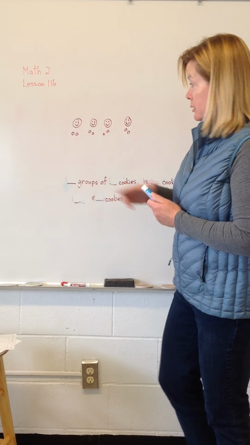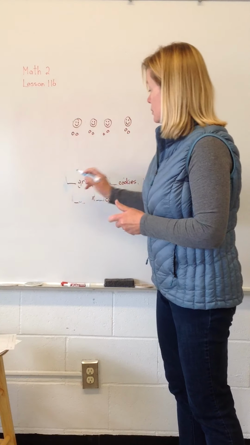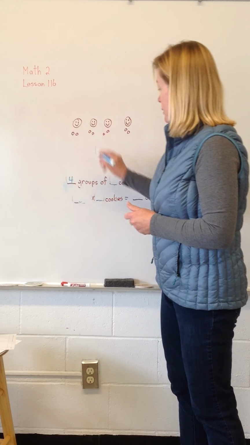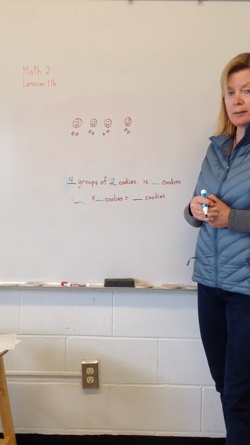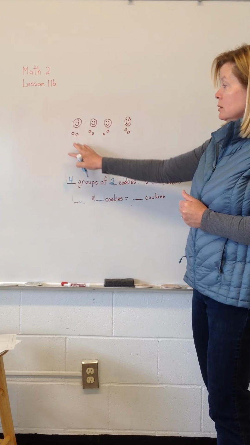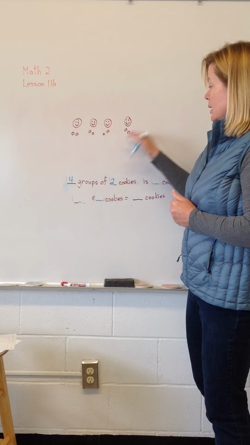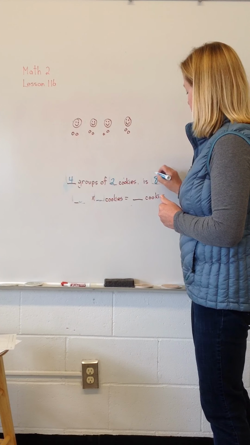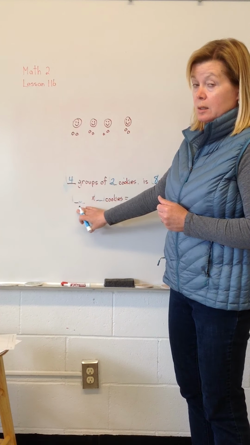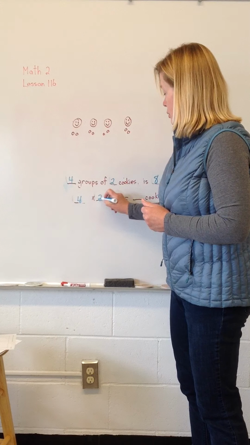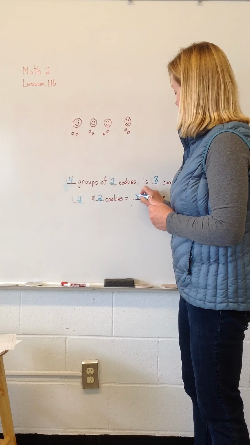Are you ready for the sentences at the bottom? How many groups are there? There are 4 groups of how many cookies? 2 cookies each. So how many cookies am I going to have to buy? Count by 2s. 2, 4, 6, 8. 8 cookies. And let's write the second problem. 4 times 2 equals 8 cookies.